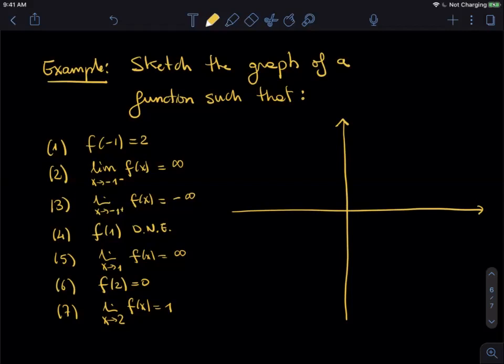So let's start. You see in conditions 1, 2, and 3, we have a condition at -1. So let's put that one first. Let's put it here, -1. And then we have another condition at 1, correct? And then another condition at 2. So we need those two, 1 and 2. Let me draw a line here.